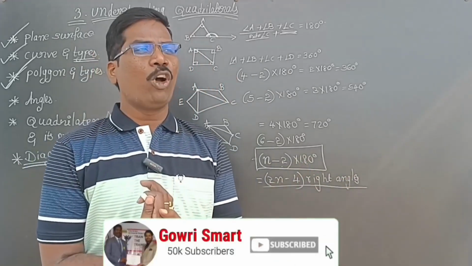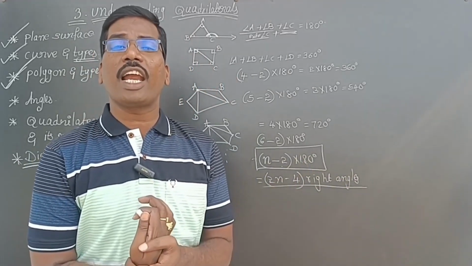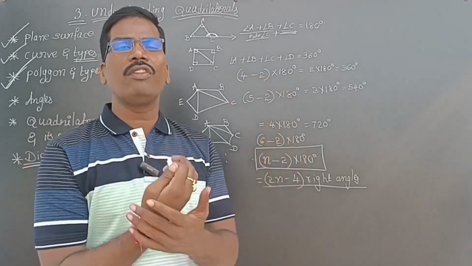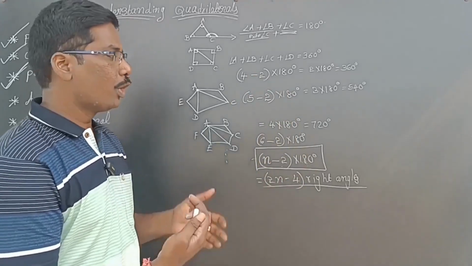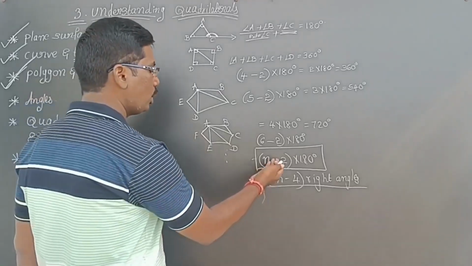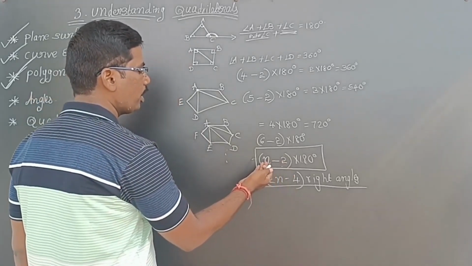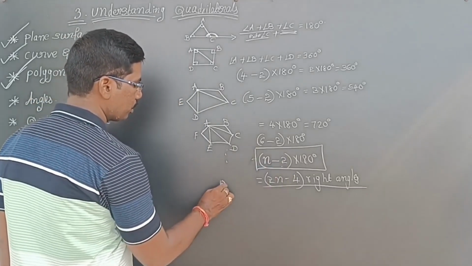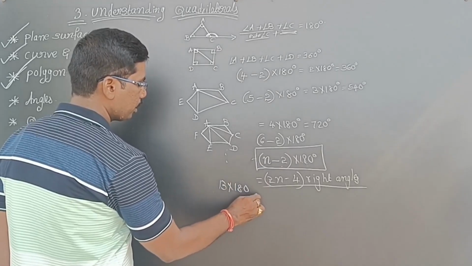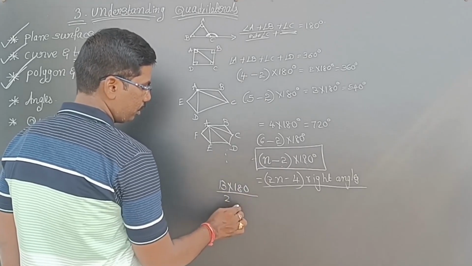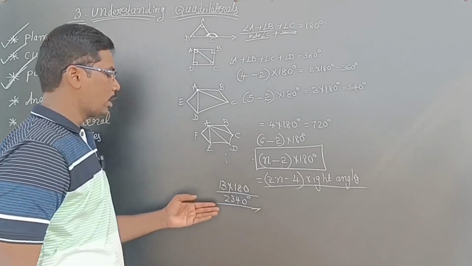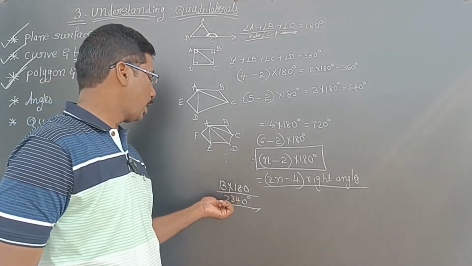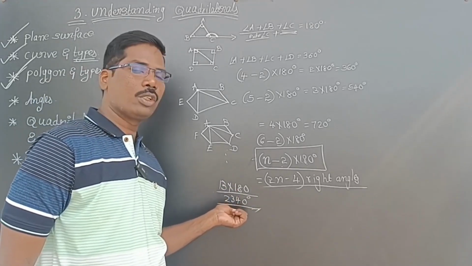If they ask for a polygon having 15 sides, find the sum of the interior angles. The n value is 15, so use either this formula or this formula. 15 minus 2 is 13, so 13 into 180 degrees, that is 2340 degrees.